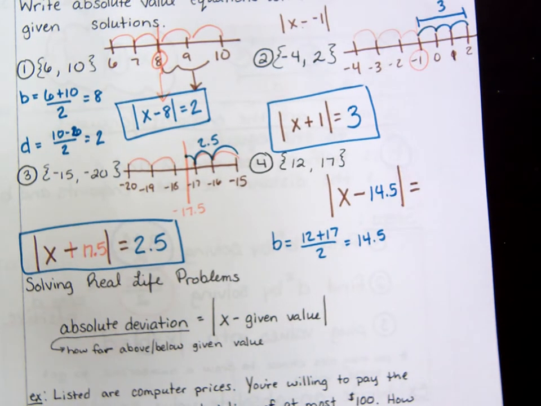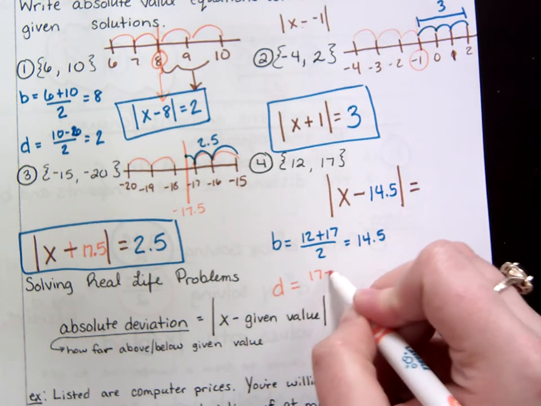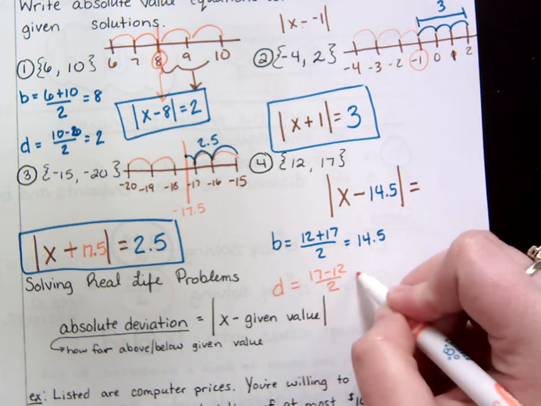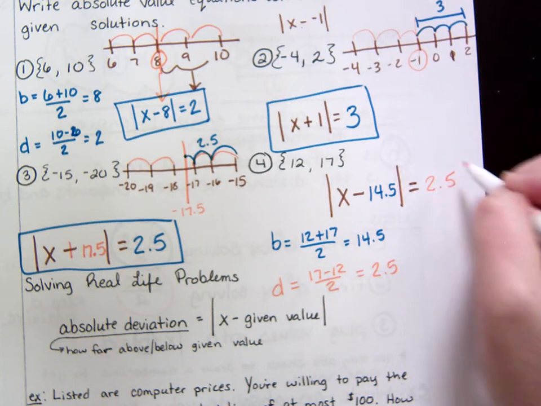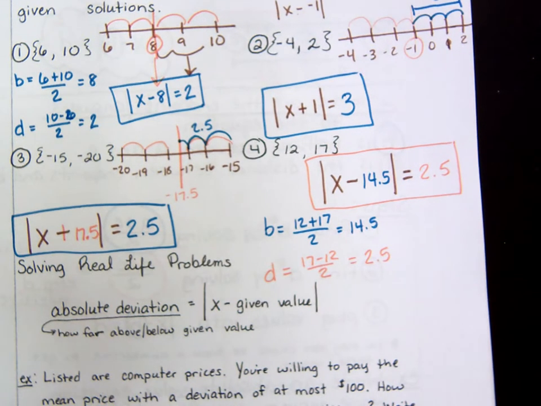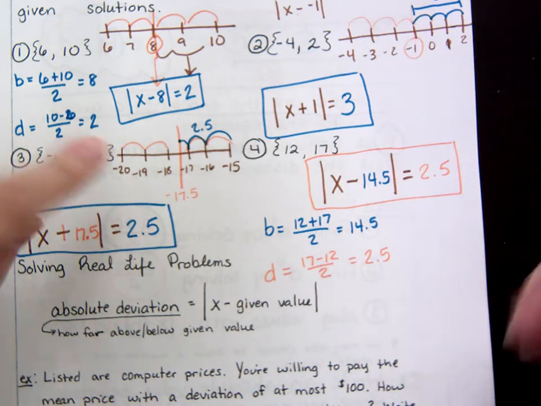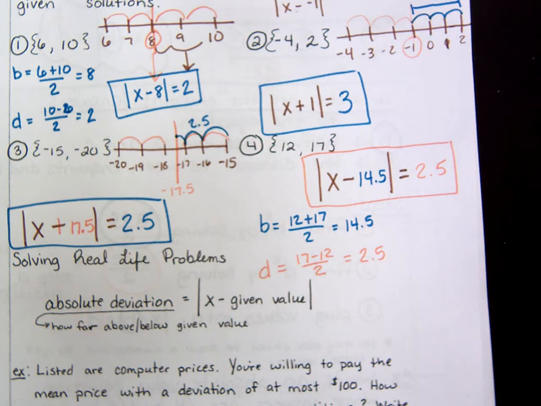Now we go and we do the same thing, but subtract to find d. So 17 minus 12 over 2, that's 5 halves, which is 2.5. So you could have done a number line on this one, same as what I did over here, but you can see either way, both processes work to give you the answer.